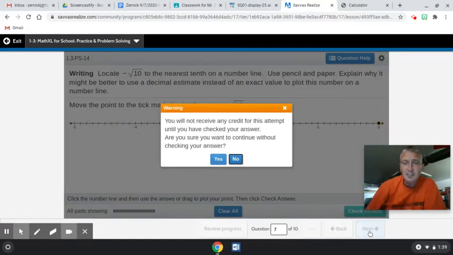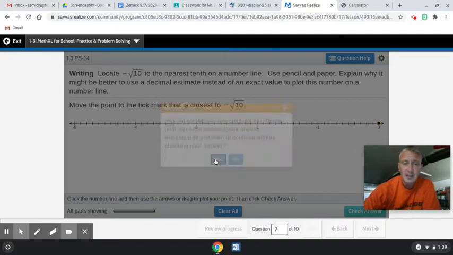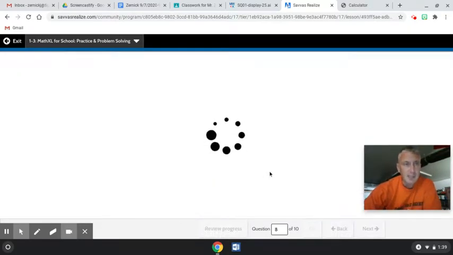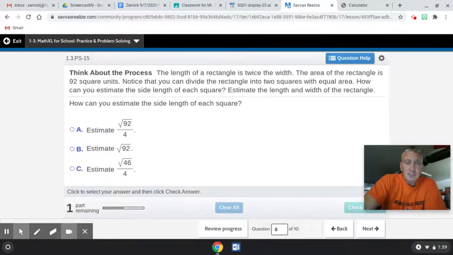And here's another example that I wanted you to take a look at. This is number 8 for me, but again, it could be anything for you. In this question, I want to really stress to you that you have to write some things down. You have to draw some pictures sometimes in math. This is one of those cases. If I draw a picture of the rectangle, and the length is twice the width, my rectangle would be like a normal rectangle. The area of the rectangle is 92 square units.